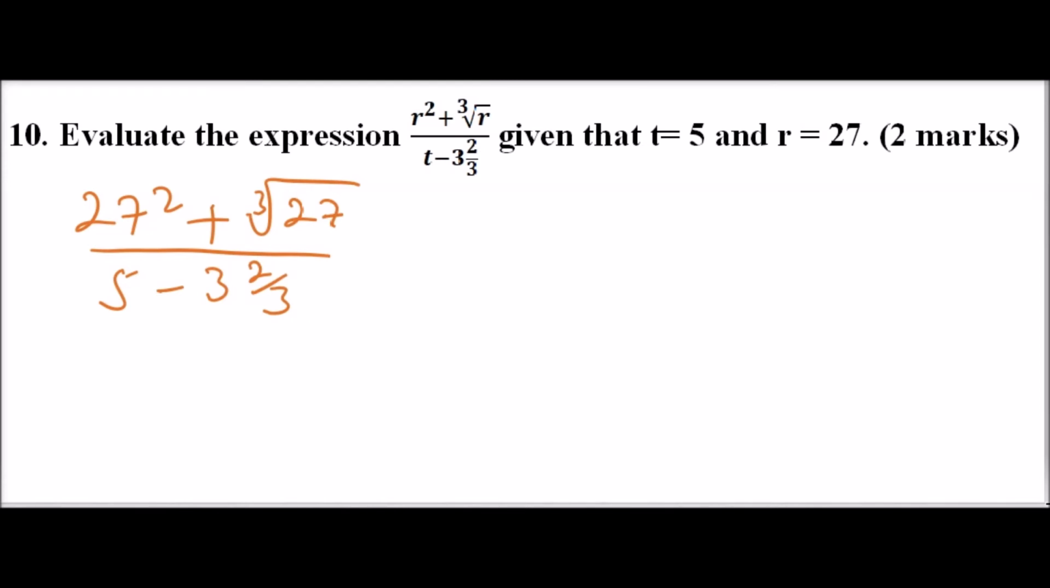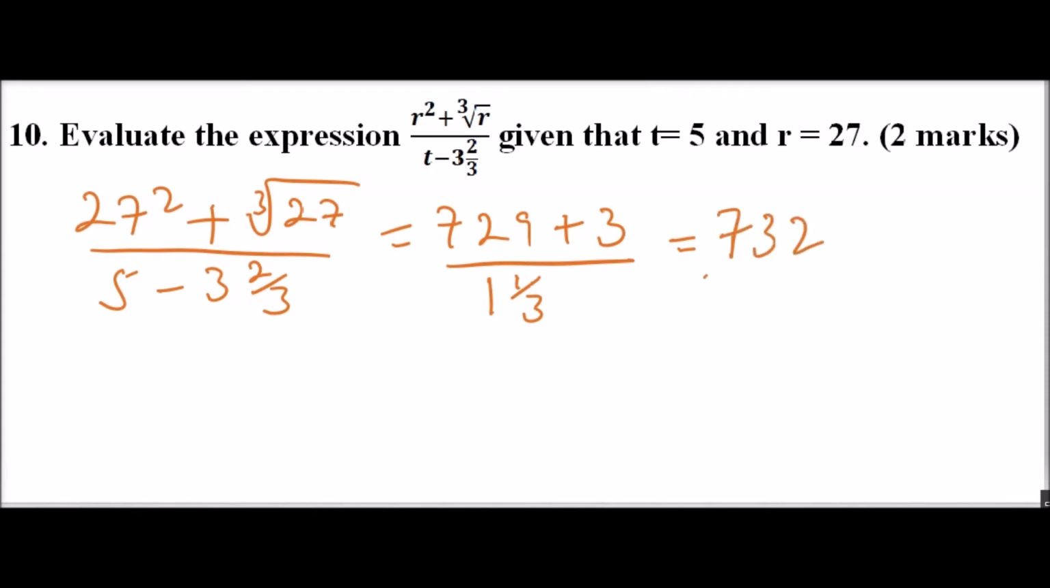So once you do that, you can square the 27, you get 729, plus the cube root of 27, which is 3. You divide by 5 minus 3 and 2/3. That will give you 1 1/3. You add 729 to 3 and you get 732. You divide by, write this in proper fraction, so this will be 4 divided by 3.